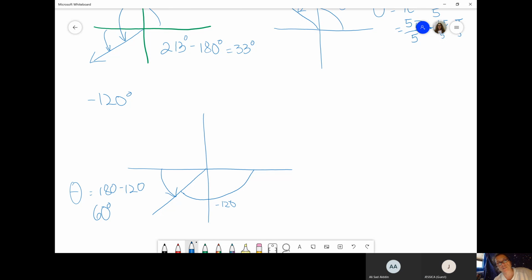Always remember it goes to the horizontal line. And why are we using reference angle? Because if you have, for example, negative 120 degrees, you can always go back to 60 degrees and you would get the same trig functions.